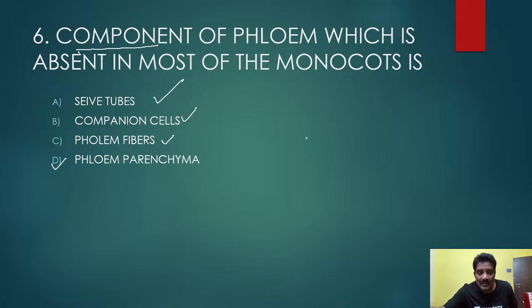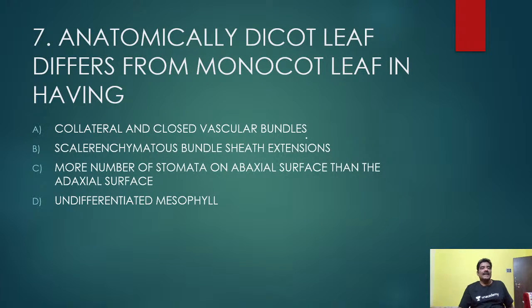Next, coming to another bit, number 7. Anatomically, dicot leaf differs from monocot leaf in having... Four options are there. Which is the right answer here? I will tell you directly: more number of stomata on the abaxial surface than the adaxial surface.